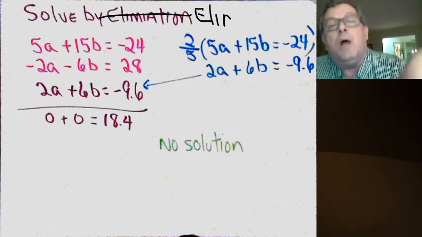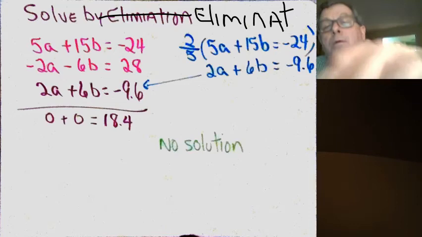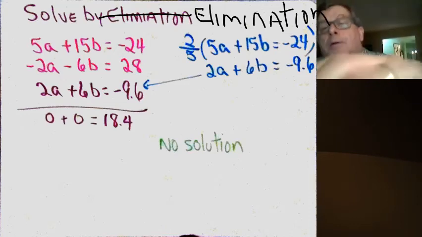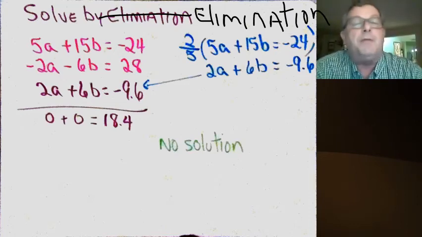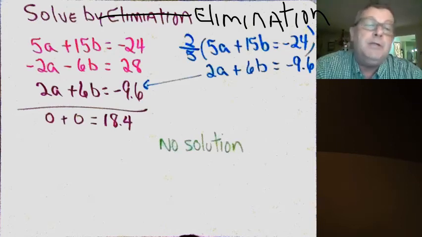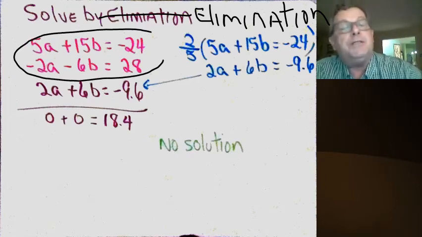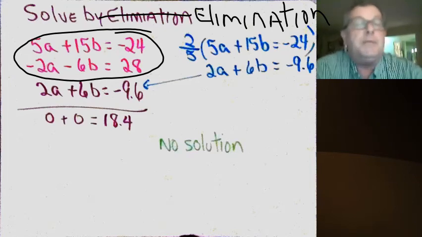All right, last one we're going to look at. Got two linear equations here: 5a plus 15b equals minus 24, and minus 2a minus 6b equals 28. Now, this is a little bit trickier one. It's one of the reasons why I picked it. In trying to get these coefficients to be something that I can add or subtract and cancel out.